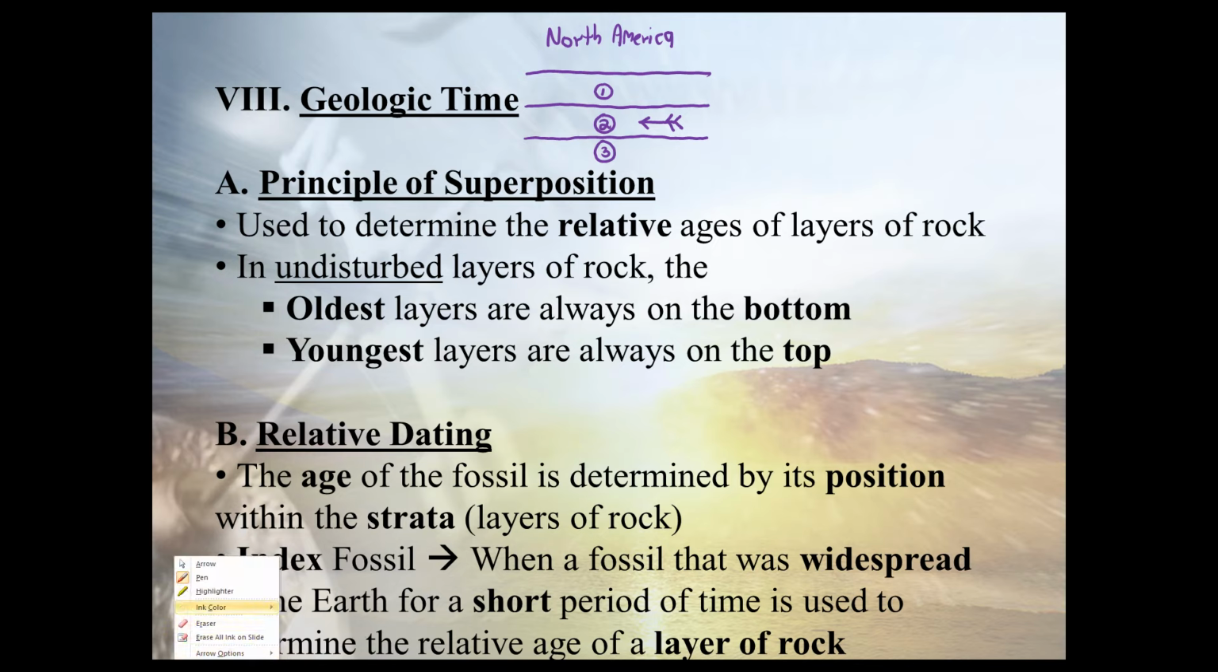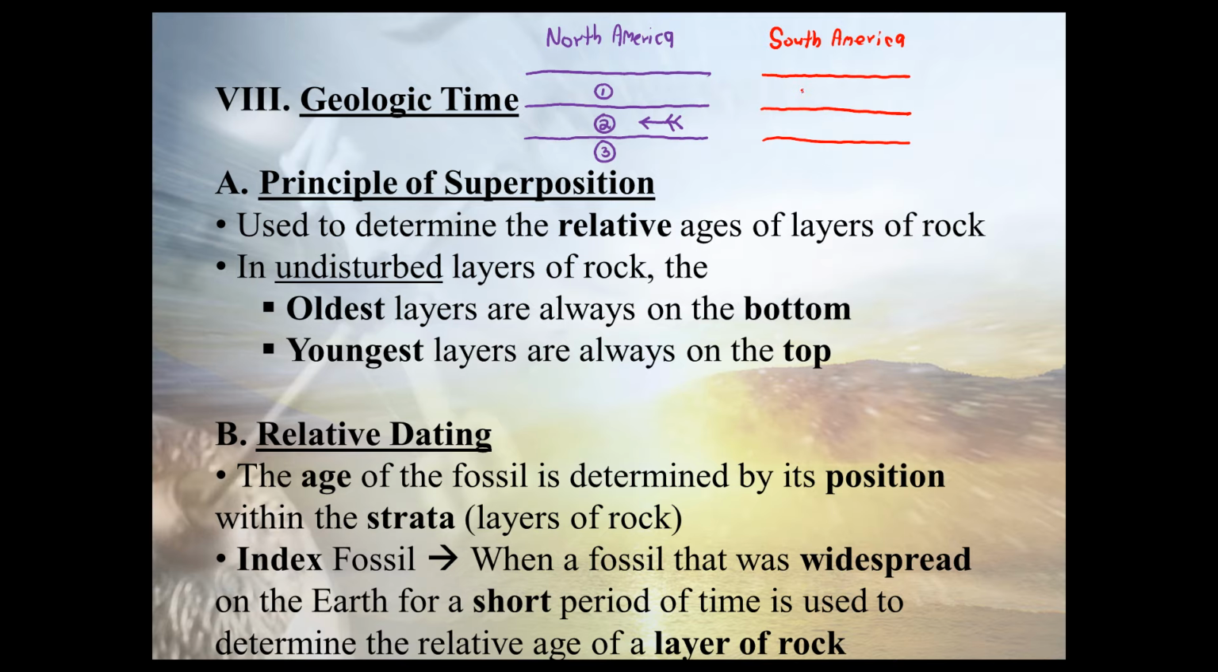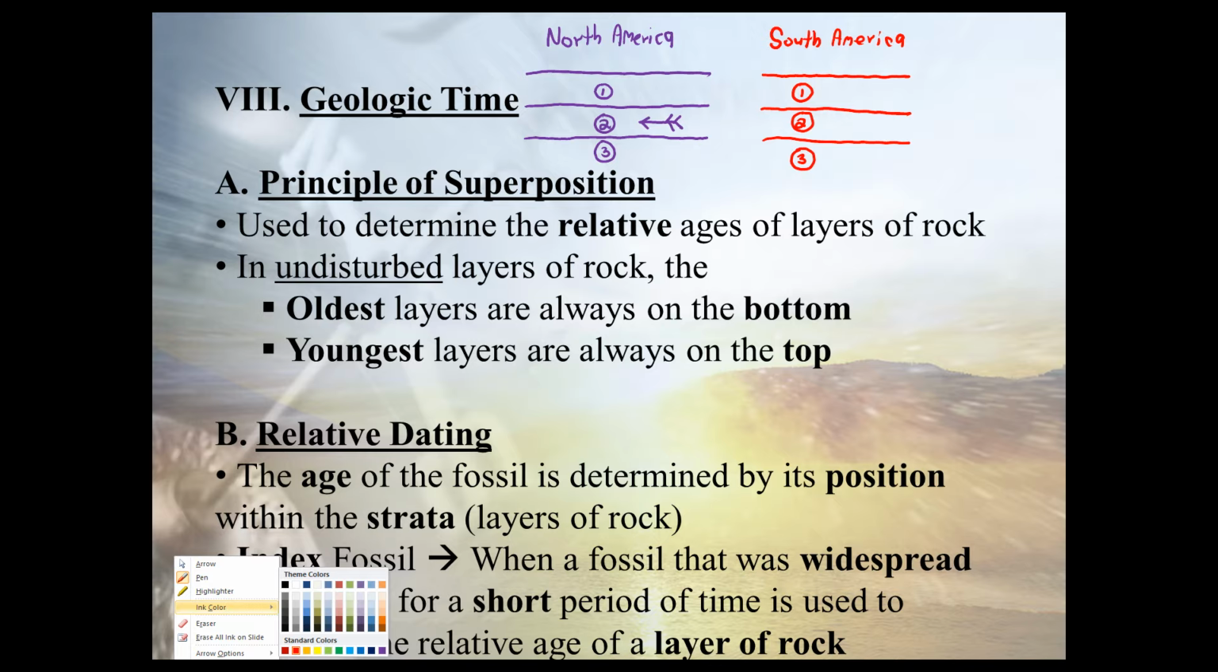Now, let's compare this to somewhere in, I'll just pick a different continent. We'll say in South America. I'll do 3 rock layers again. Rock layer 1, 2, 3. We'll number them. 1, 2, 3. And then I'm going to draw this fossil, which, again, I'm calling an index fossil.